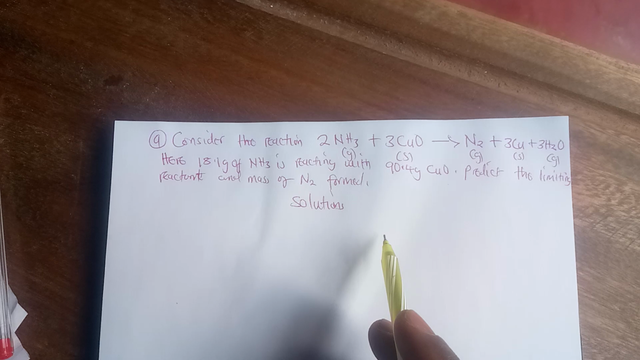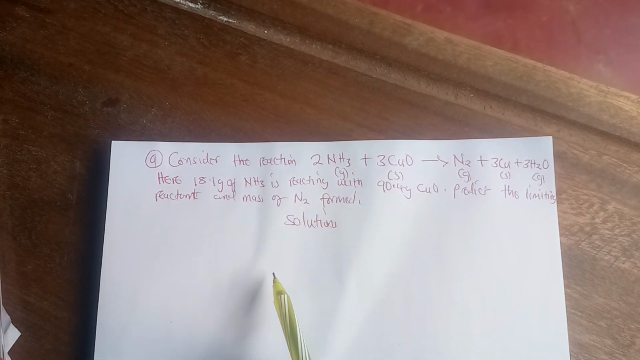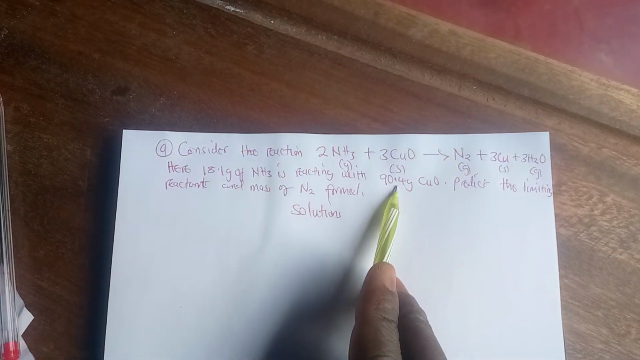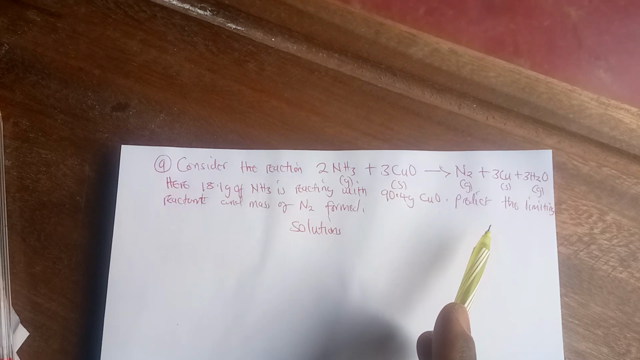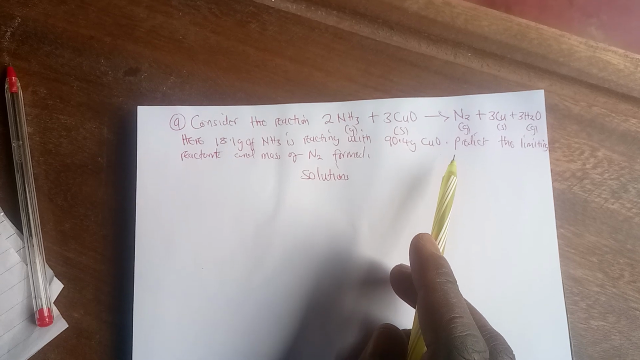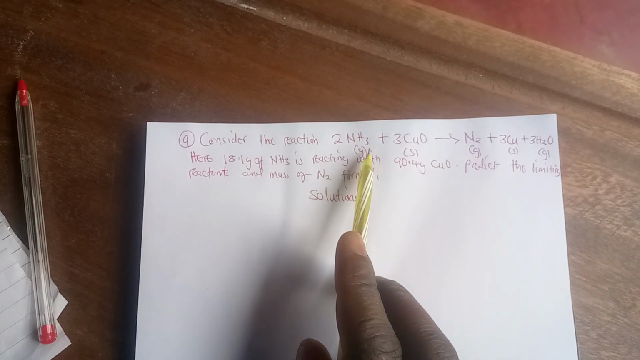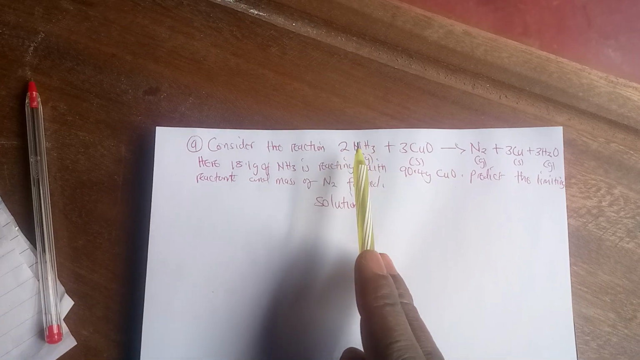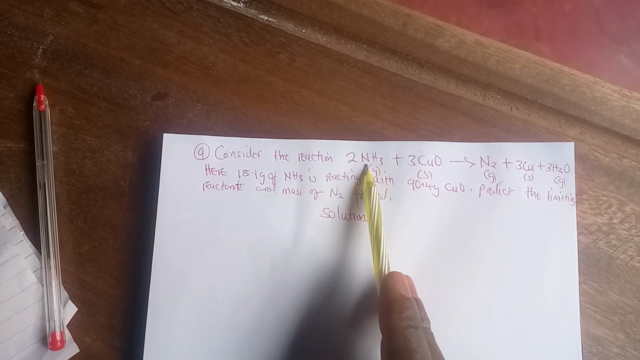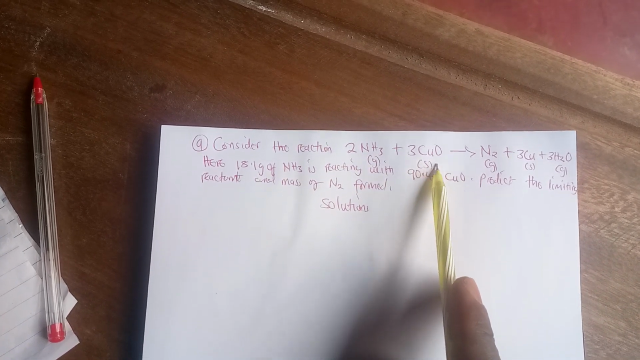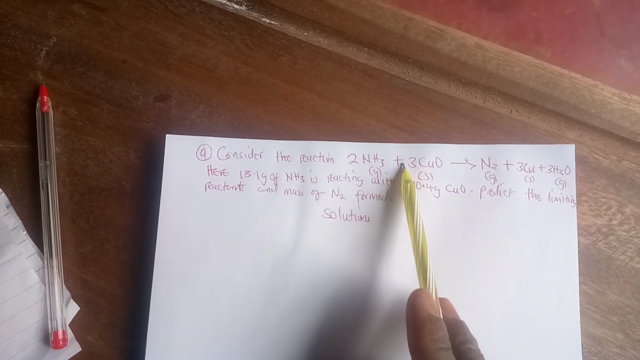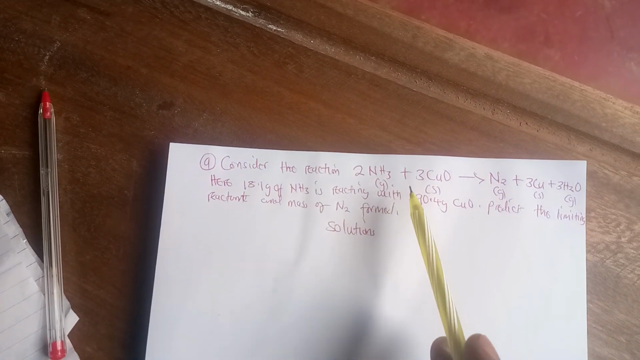Now the information that they have given us is this. Here 18.1 gram of ammonia reacting with 90.4 gram of copper 2 oxide. Predict the limiting reactant. So how do we predict the limiting reactant? It is by calculating the number of moles of both reactants. So we calculate the number of moles of this, and we also calculate the number of moles of this. The one between these two which is going to have fewer moles will be the limiting reactant.